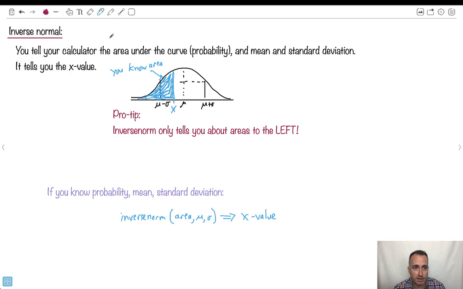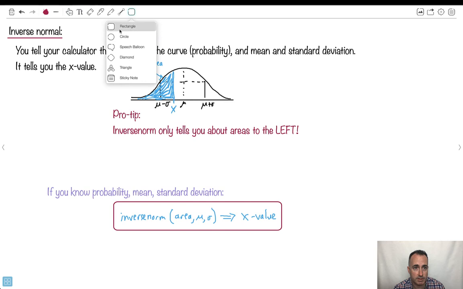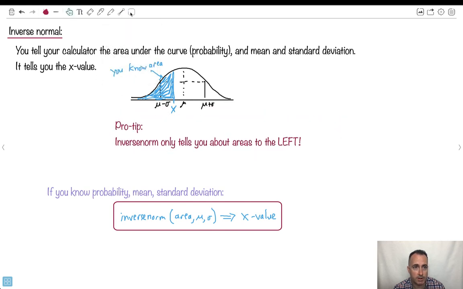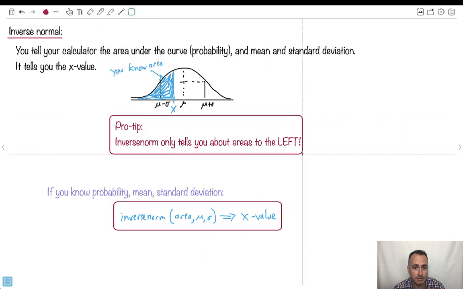That sounds fine and dandy, but here's the problem. Does it tell us the max or the minimum? I could not stress this enough. This is the most important thing right here. Pro tip, really important one: inverse norm only tells you about areas to the left. This is how inverse normal works. So when you're looking for this x right here, and this is your area to the left, that's what it does. If you want something to the right, you're going to have to think carefully about what to feed your calculator. Your calculator only does things to the left.